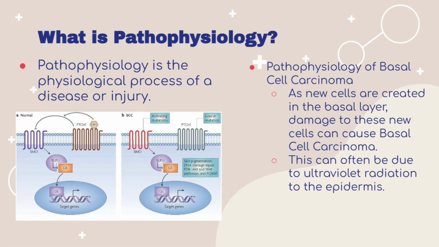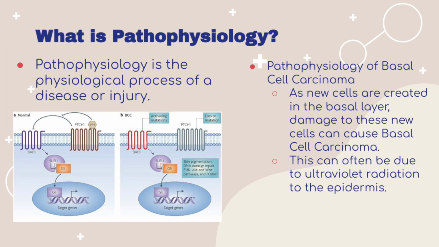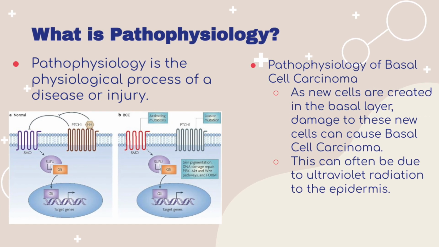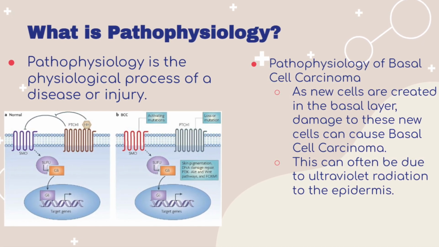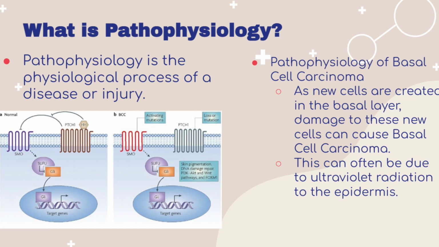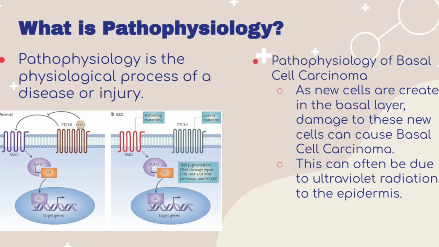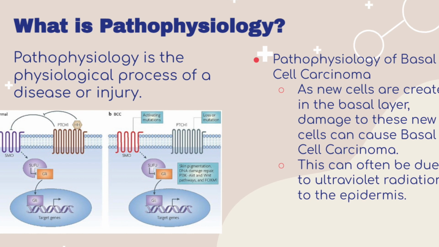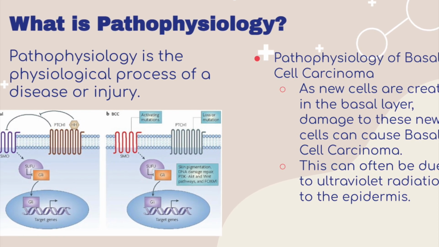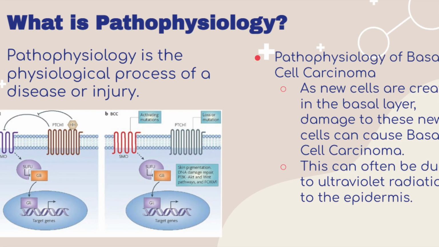Pathophysiology is the physiological process of a disease or an injury. The pathophysiology of basal cell carcinoma is that as new cells are created in the basal layer, they could be damaged, which causes basal cell carcinoma. It's often due to ultraviolet radiation to the epidermis.